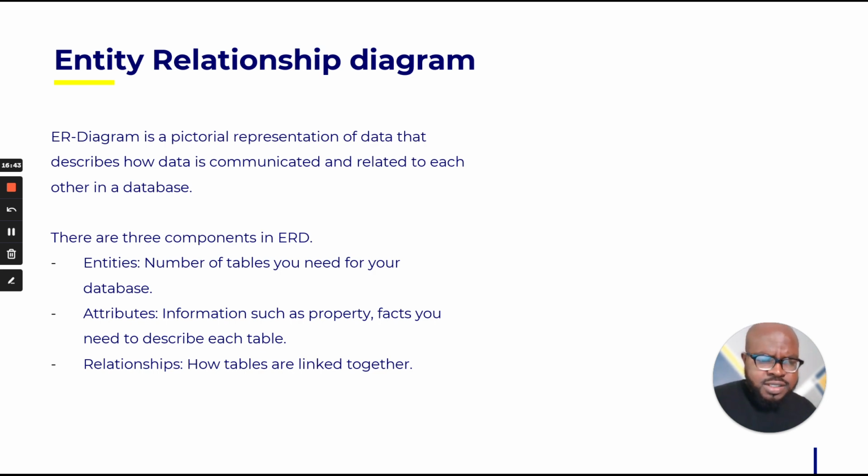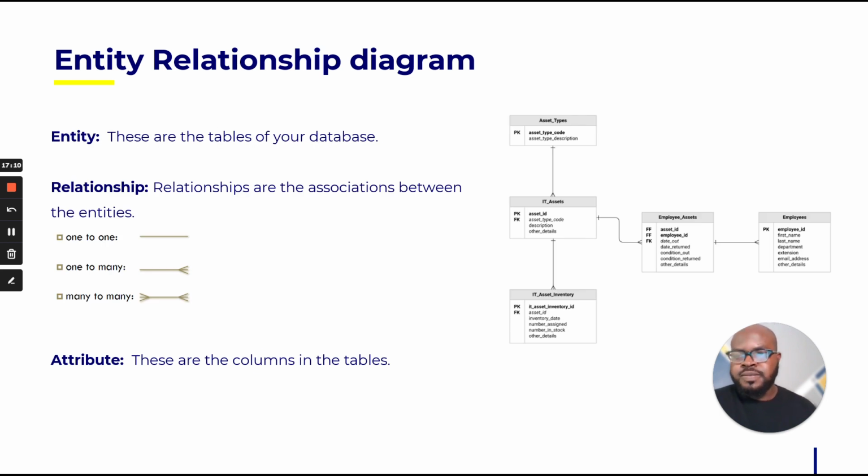So the ERDs have three components. They're made up of entities, which are the tables we have in our database. The different tables in our database are called entities. Also attributes, and those are the information that we need to describe each table, and then relationships, so how the tables are linked together are the relationships. Let's look at a practical example of an ERD.